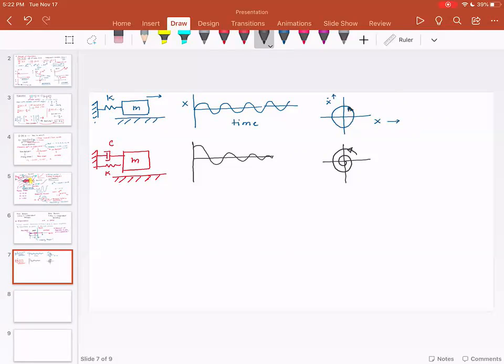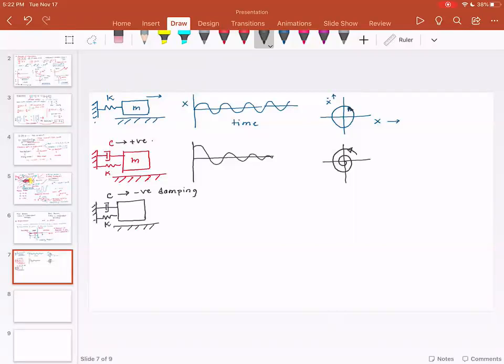This will become an inward spiral. So if the damping is positive, the system response is going to become an inward spiral. Now consider the case that instead of positive damping, we have a negative damping. And this is an interesting case. What happens is, every oscillation, the damper, rather than taking some energy out, is pumping energy into the mass. So this is negative damping.